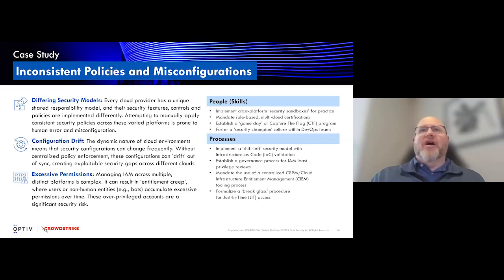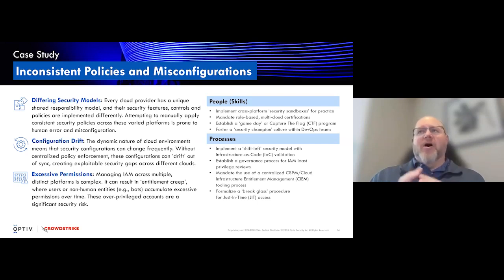Jim, let's talk a little bit about inconsistent policies and misconfigurations, please. Yeah, absolutely. So inconsistent policies and misconfigurations is one of the significant challenges that people deal with in a multi-cloud environment. Tools like CrowdStrike really help with this, and I'll talk about some of the challenges, and then Jeff can talk to us about how CrowdStrike addresses these things.